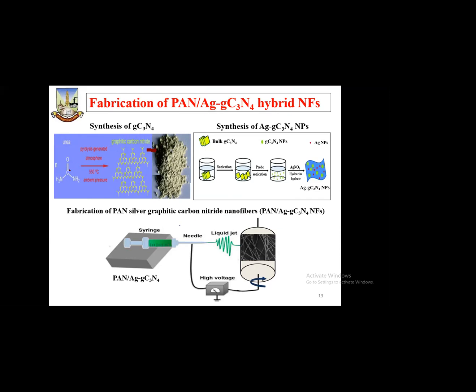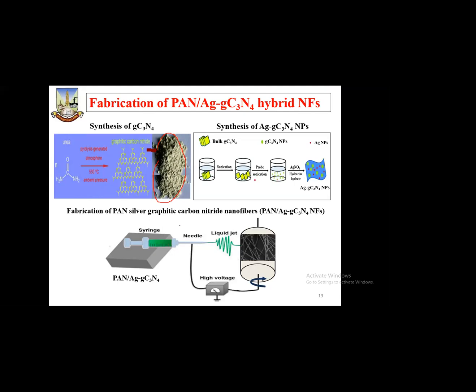With the help of urea, we take some molar ratio of urea and pyrolyze at 550 degrees centigrade at ambient pressure. It gives graphitic carbon nitride. This is the powder we have obtained. All these materials we have synthesized in our laboratory. Then this bulk graphitic carbon nitride solution is prepared under sonication.